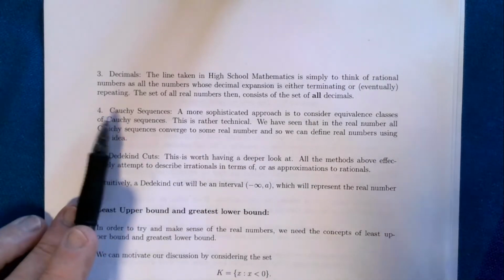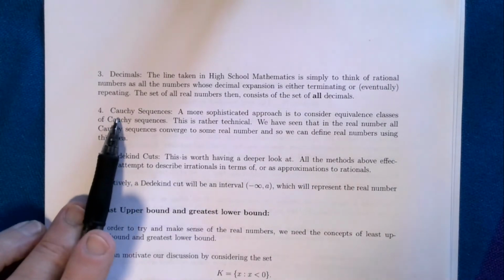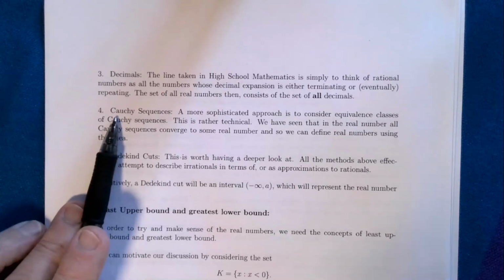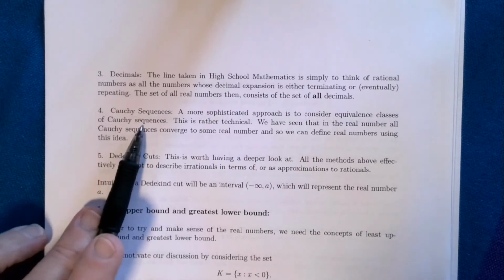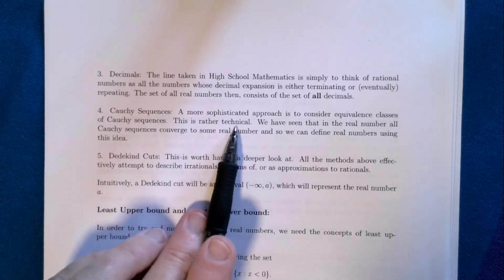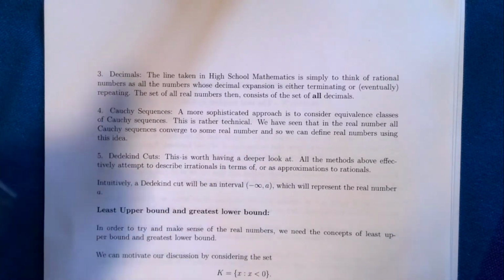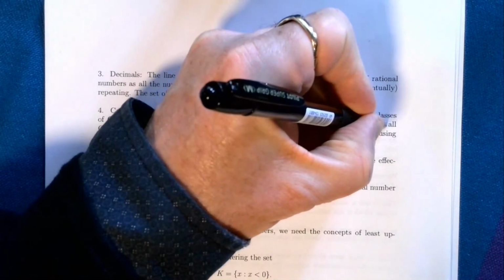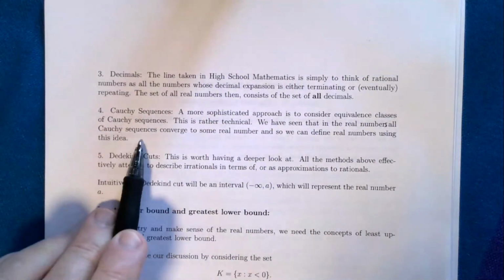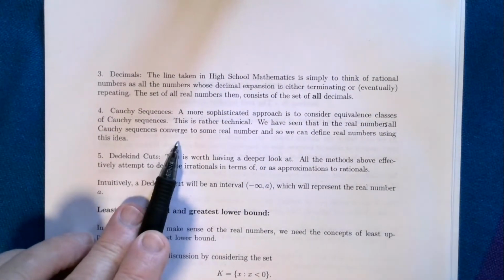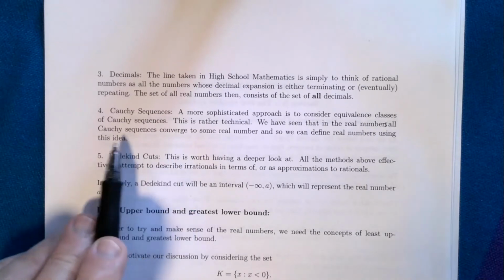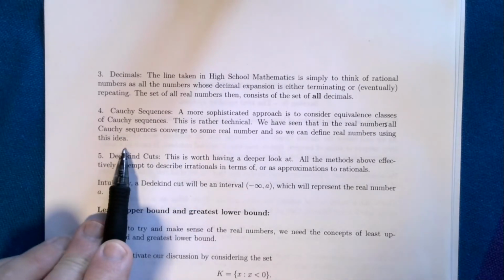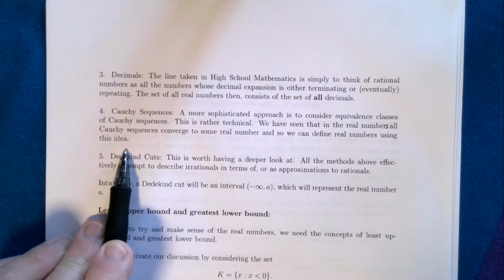A fourth approach, which is more sophisticated, is using Cauchy sequences. We have mentioned those before, but what one does here is to consider the equivalence classes of Cauchy sequences. This is all rather technical, and we've seen that in the real numbers all Cauchy sequences converge to some real number, so we can define real numbers using this idea, but it's complicated and a bit technical.